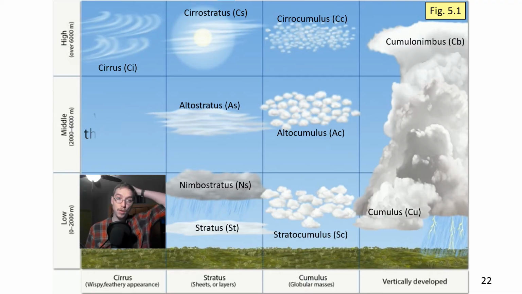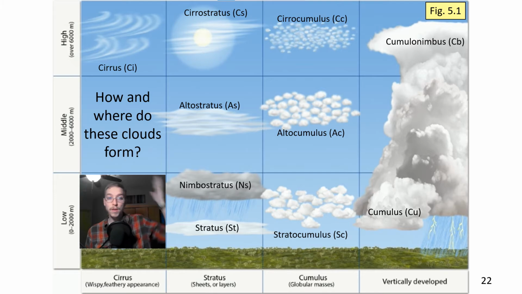So the next question is, how and where do these clouds form? We see our dominant cloud types are cirrus, cirrostratus, cirrocumulus, altostratus, altocumulus, nimbostratus, stratus, stratocumulus, cumulus, and cumulonimbus. So these are our dominant 10 cloud types that we're going to want to know. So how and where do they form?